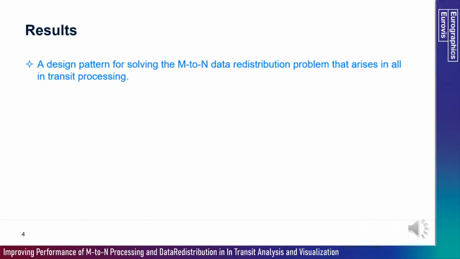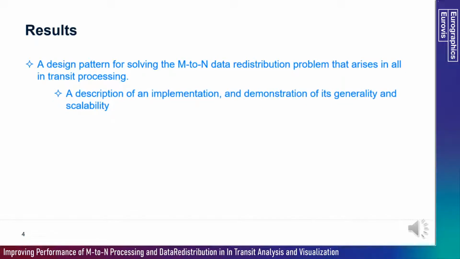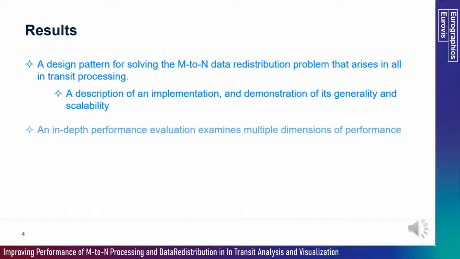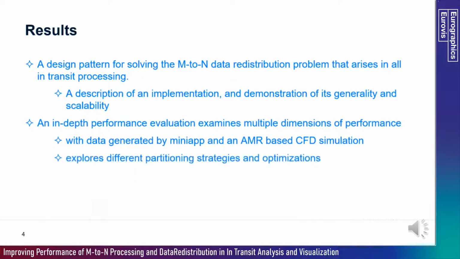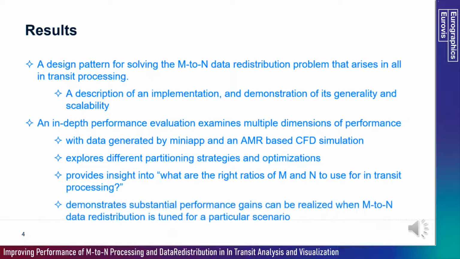In the results of our work, we present a design pattern for solving the M2N data redistribution problem that arises in all in-transit processing. We present a description of an implementation and a demonstration of its generality and scalability. Our work includes an in-depth performance evaluation that examines multiple dimensions of performance at large scale on an HPC system, using data generated by a mini-app in an AMR-based CFD simulation.